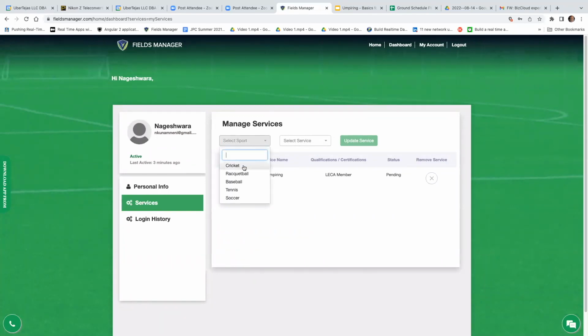No, you should see that. Did you pick cricket and umpiring? Yeah, I did. What do you see? I just see those two fields. No, you should see select certifications on the right side. Okay, got it. Okay, thank you.